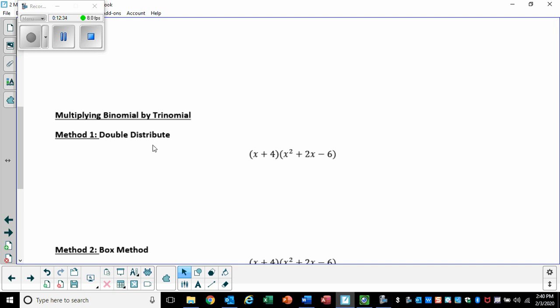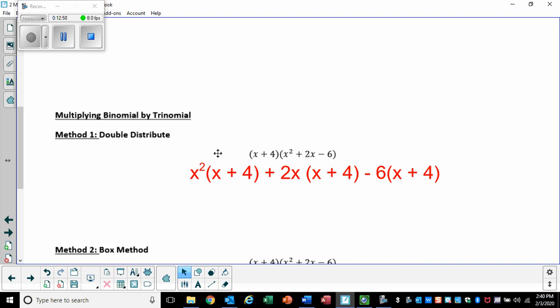So you can double distribute, which means you're going to take the first term, or the first binomial, and multiply it by each term in the trinomial. Okay? Did I do it? No, I didn't make my arrows. So I would do x plus 4 times x squared, x plus 4 times 2x, x plus 4 times negative 6. And I get this. Okay? So I'm multiplying the binomial by each term.